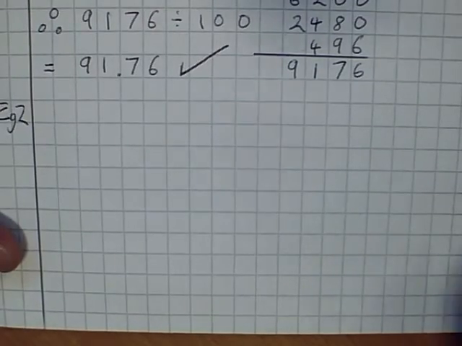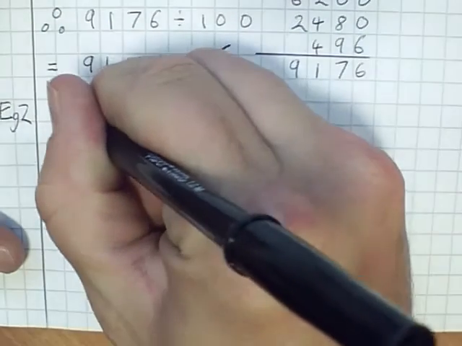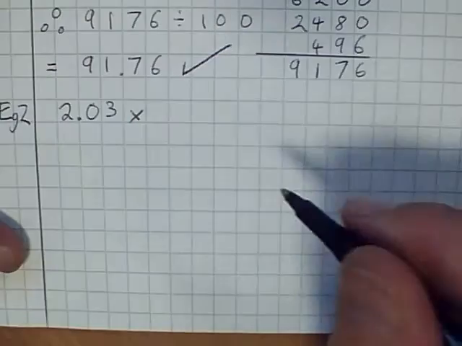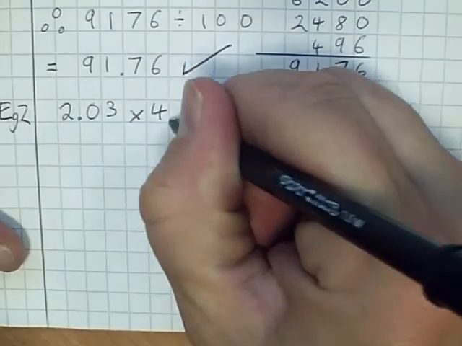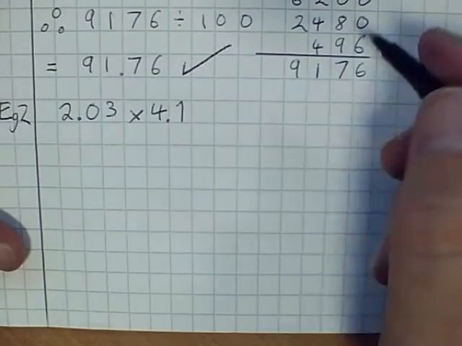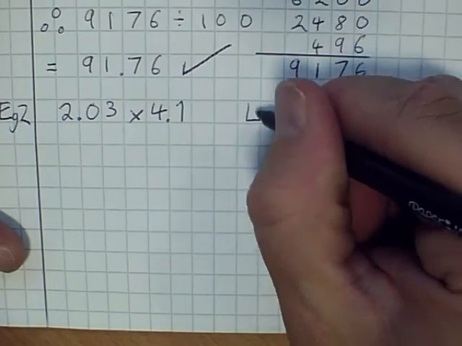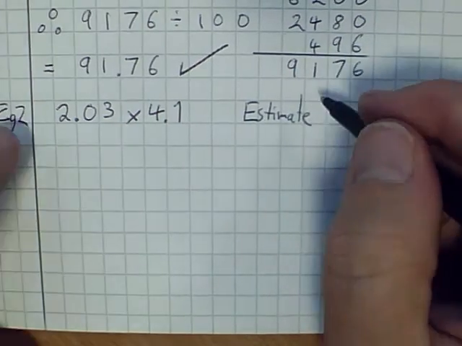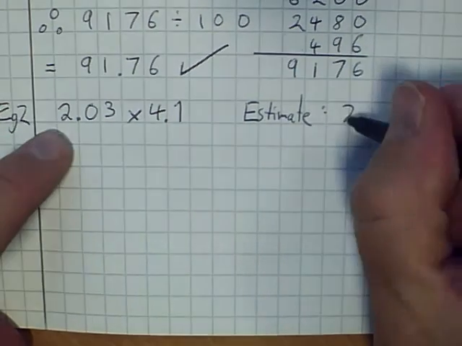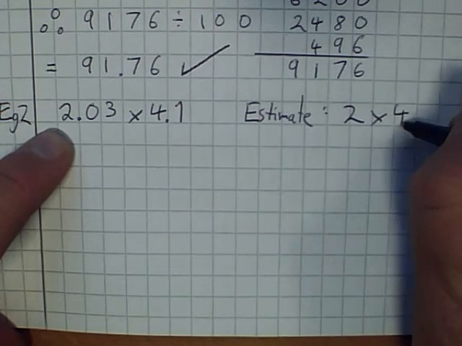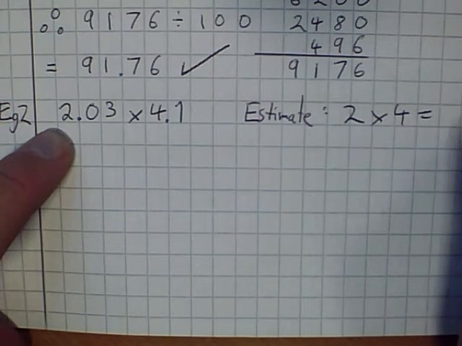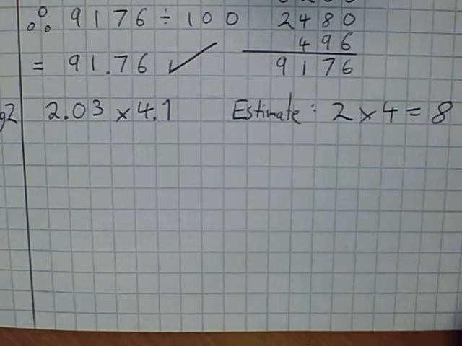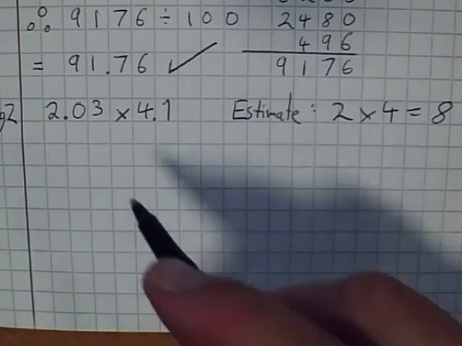Alright, if I've got 2.03 times by 4.1, well, my first move is to do an estimate. So my estimate is it's about 2 times 4, which is 8. So my estimate is 8. Now let's work out the actual amount.